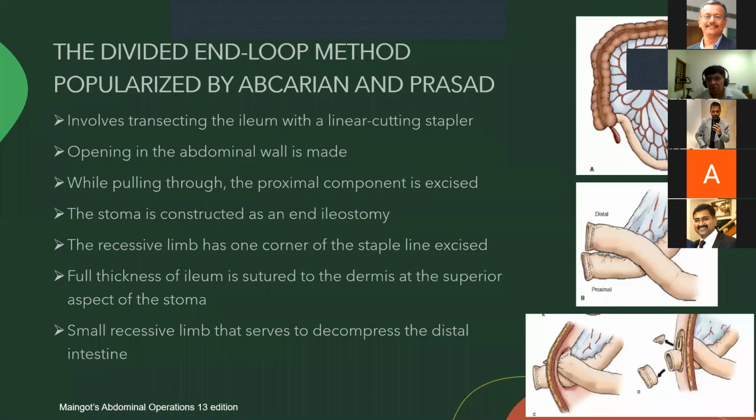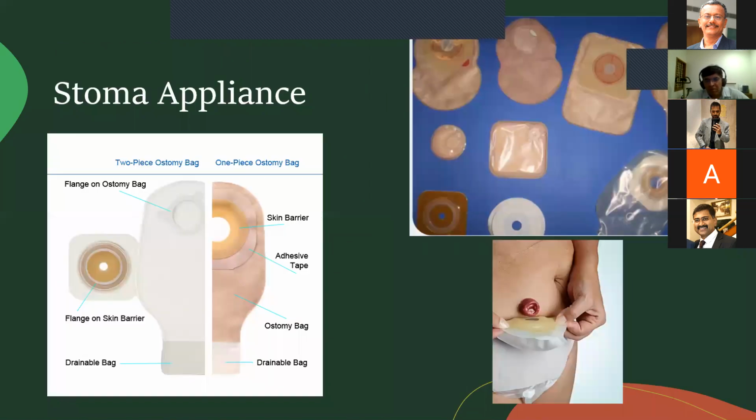The divided end loop method, popularized by Abkarian and Prasad, involves transecting the ileum with a linear cutting stapler. The opening in the abdominal wall is made. While pulling through, the proximal component is excised. The stoma is constructed as an end ileostomy. The recessive limb has one corner of the staple line which is excised. The rest of it is intact. The full thickness of the ileum is sutured to dermis at the superior aspect of the stoma, while the small recessive limb that serves as a decompression is kept at the base.